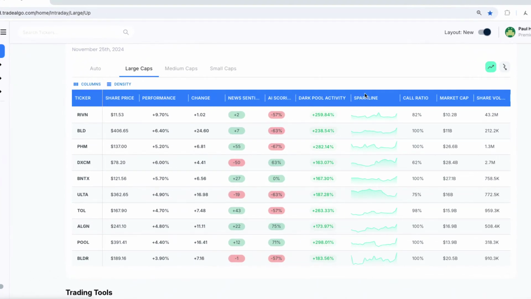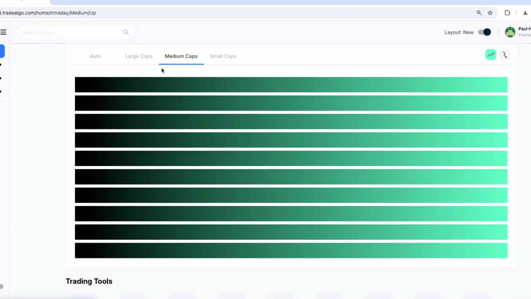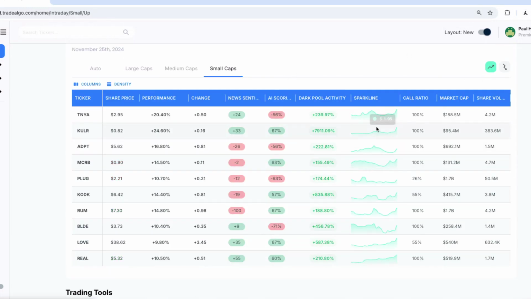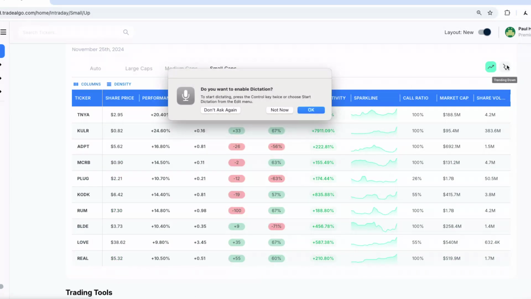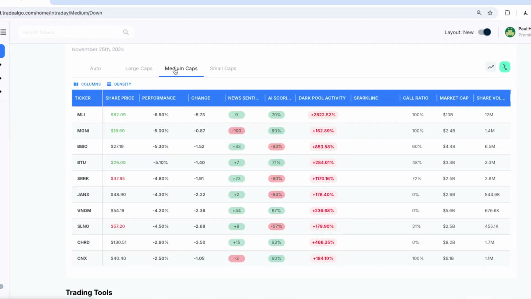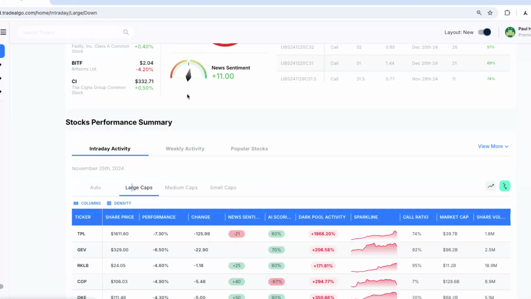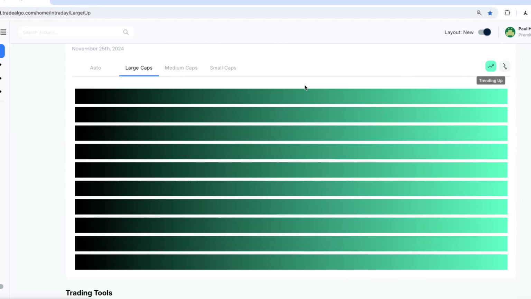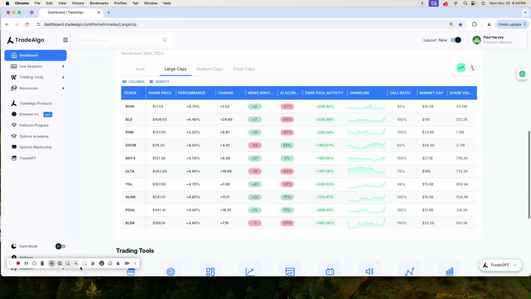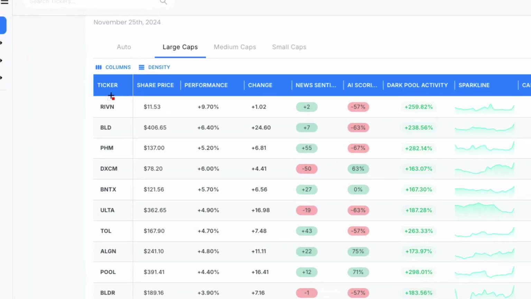Our cutting-edge AI sifts through massive amounts of data in real time, monitoring the large, medium, and small cap stocks of the stock market, both the trending up and trending down sides of the equation. Let's go ahead and dive right into TradeAlgo's top picks of the day. Popping up on top of TradeAlgo's trending upside of our large cap dashboard, we are going to see Rivian.